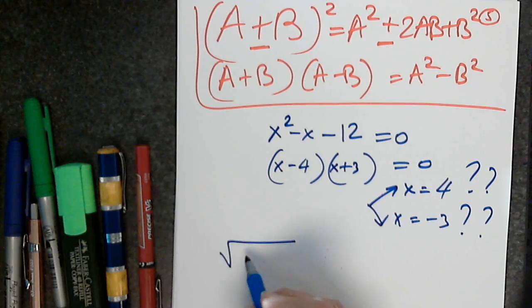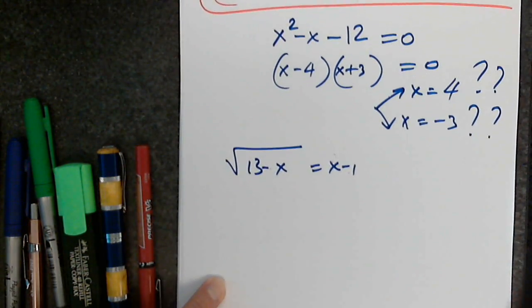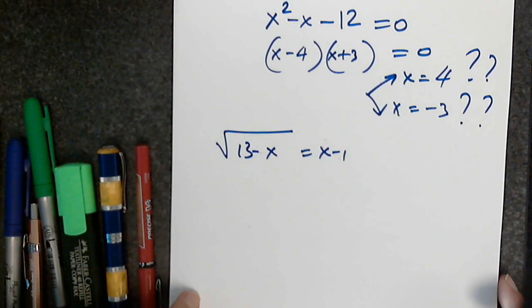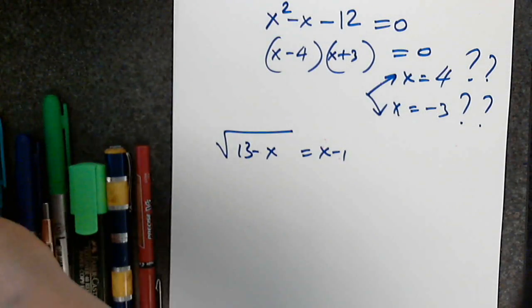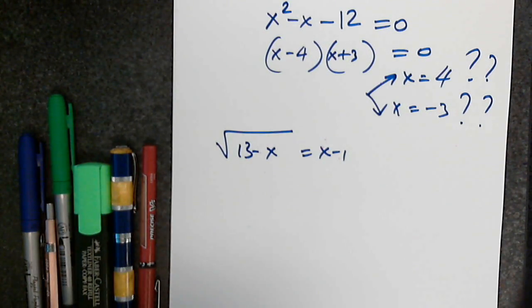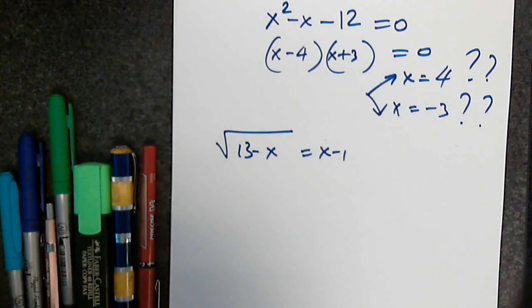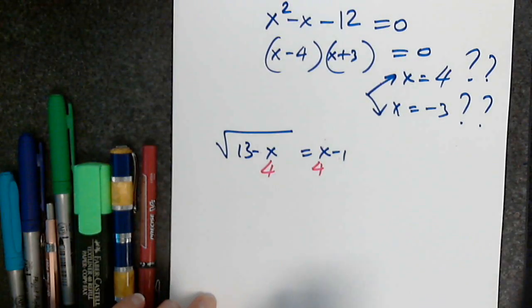So I have the square root of 13 minus x equals x minus 1. This was the equation, so I just copied it. And I like that very much. Test it. That's better than check, I think. I have to test it back in the original equation. I like that. Can I use it?